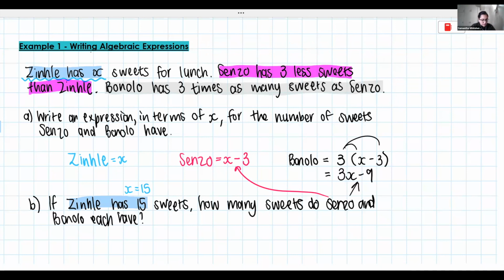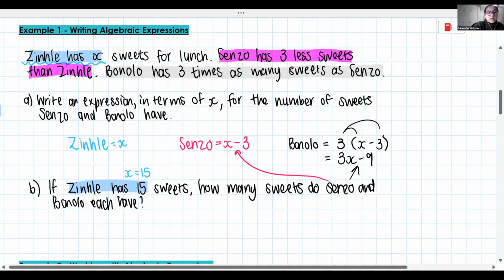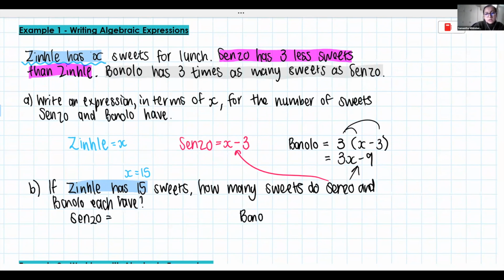So on the chat, guys, what I want you to do for me is tell me how many sweets Senzo has and how many sweets Bonolo has. If you want to just use S and B, that's okay. But how many sweets does Senzo have? How many sweets does Bonolo have? Remember, you need to label your answers. I need to know who's who. So like Lwandle's done there, if you want to use S for Senzo, B for Bonolo, that's cool. But how many do they each have? Okay, I'm giving everyone a chance to give it a try.